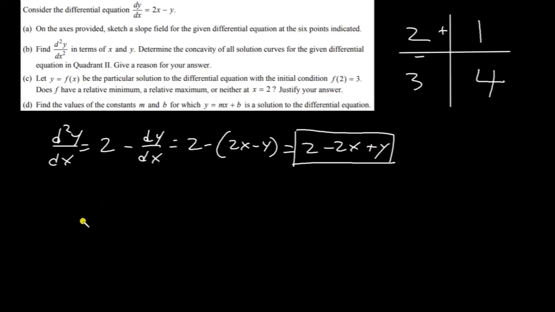And since the second derivative is positive, that means it's concave up. That means f of x is concave up, okay? So what you'd say is that the second derivative is greater than 0, since x is less than 0 and y is greater than 0, so the solution is concave up in quadrant 2. This was a 2-point question, 1 point for correctly coming up with the second derivative, and 1 point for stating that the solutions are concave up with the proper reason to accompany it.